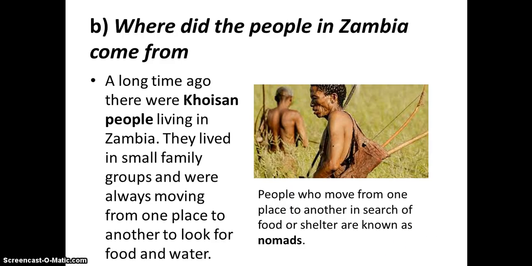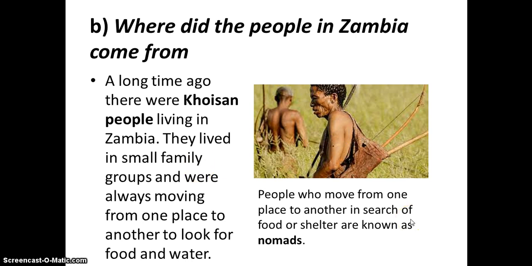Now, where did the people in Zambia come from? Well, the history of Zambia goes way back to hundreds and hundreds of years. But it is important to know that before the many people you see in Zambia came to Zambia, Zambia used to have these kind of people called the Khoisan people. I've shown a picture here. These are the Khoisan people. So a long time ago, there were Khoisan people living in Zambia.